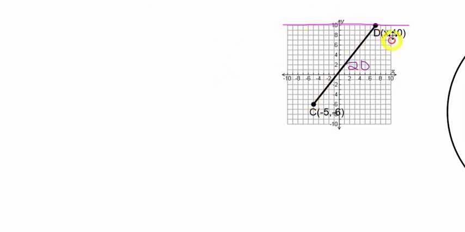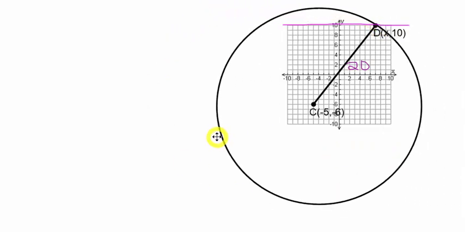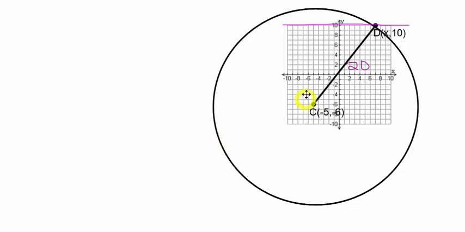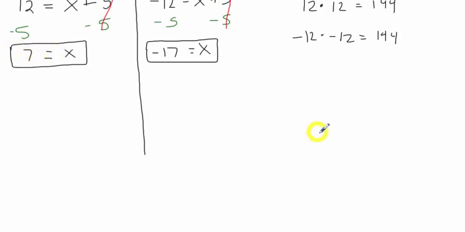We would essentially be sweeping this segment in a circle, such as something like this, where as we spun the segment around, point D would trace out this circle, which means that point D has to be somewhere on this circle. And one place that it can be is where it's graphed currently. It can be graphed at 7, 10, which is one of the answers that we got. We got that it could be at 7.